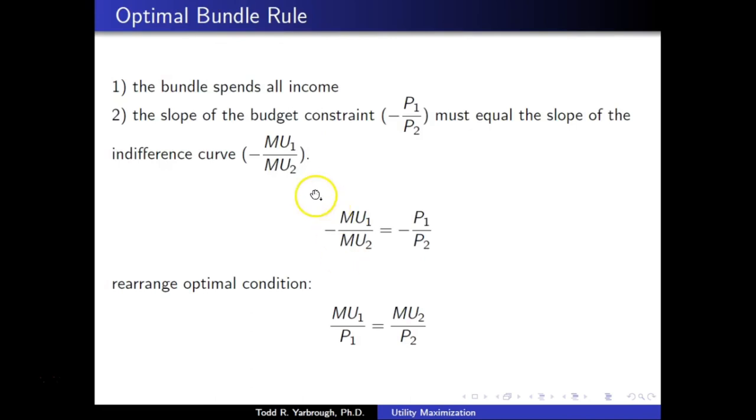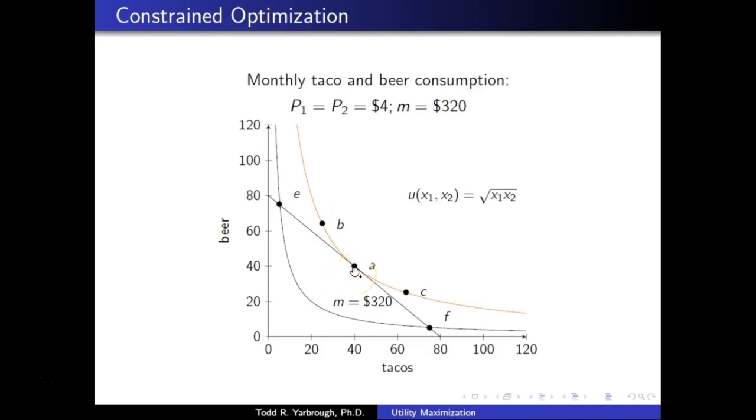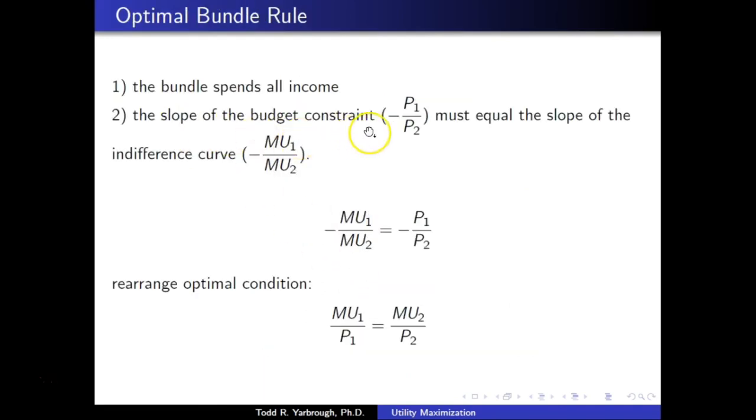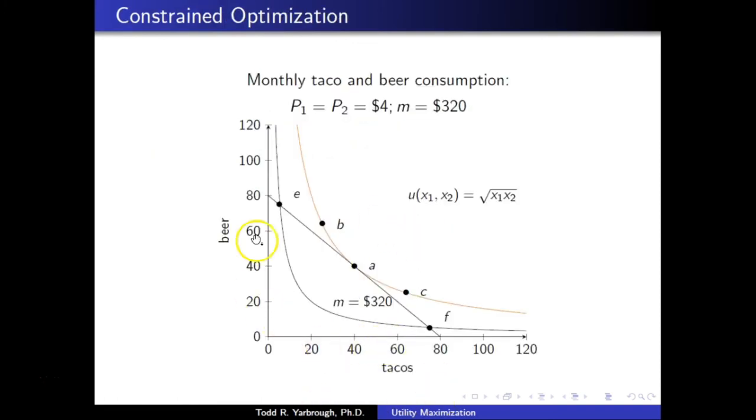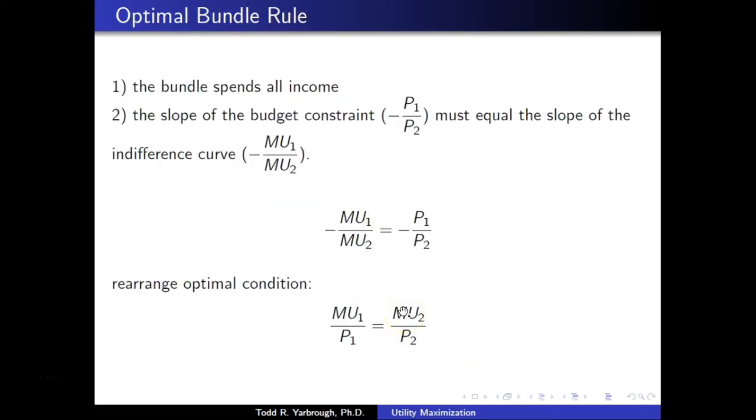Okay, so as I said before, we have two rules for optimization. The first is you spend all of your income. Notice point A is on my budget constraint. And second, the slope of the budget constraint, which by the way is just the ratio of prices, the price of tacos divided by the price of beer, which is -1 because they have the same price. So the slope of this line is -1, which we can see. So it must be equal to the slope of the indifference curve. And as I said previously, the slope of the indifference curve is simply a ratio of marginal utilities. So we need this, which is the slope of the budget constraint, to be equal to this, which is the slope of the indifference curve.